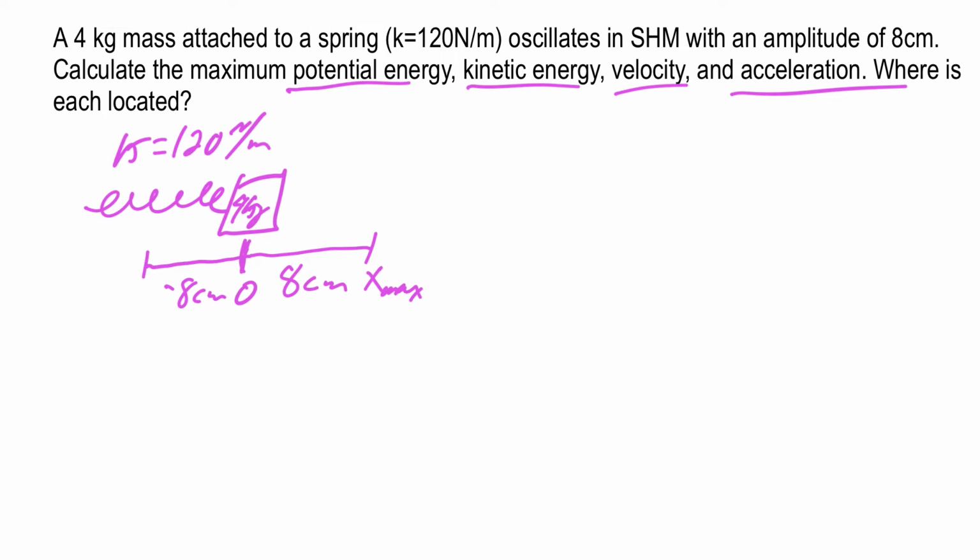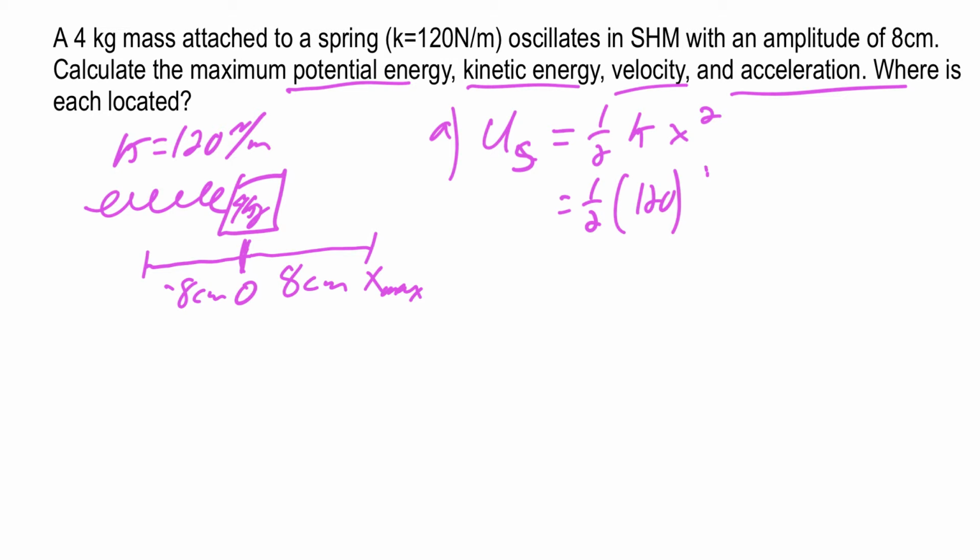So the first thing, it's probably the easiest one, is just going to be the U_s maximum. So that's just 1/2 kx squared. So plug them in. We got 1/2 times 120 times the x, which is our 8 centimeters, so 0.08. Square it out, and we get 0.384 joules. So that's our U_s maximum.